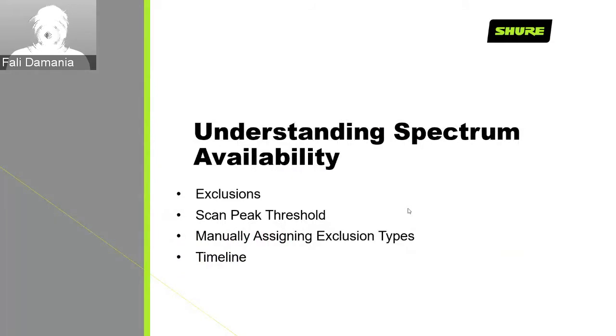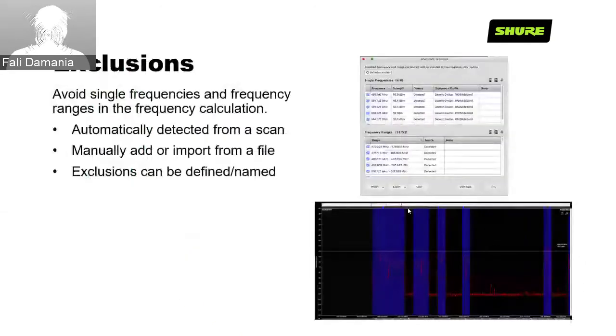One of the main things to be aware of is to understand the availability of spectrum. And this includes certain features called exclusions. It includes two horizontal lines, which you see on the frequency plot. One is called the scan peak threshold. You can also manually assign certain exclusion types. And there's a function called the timeline.